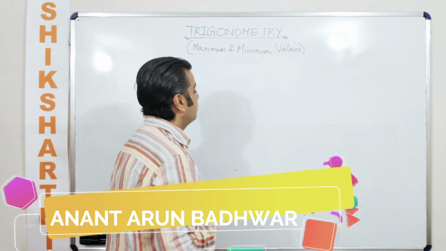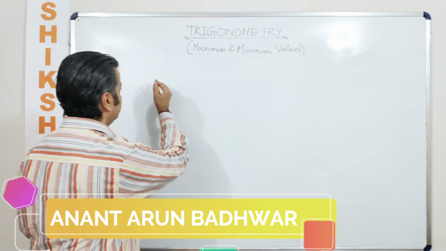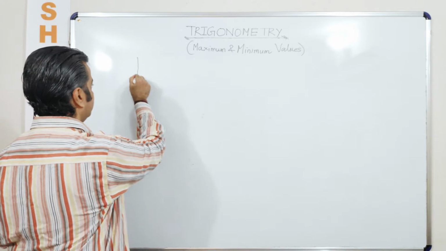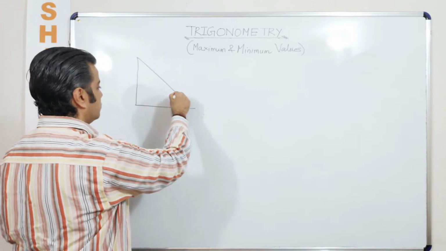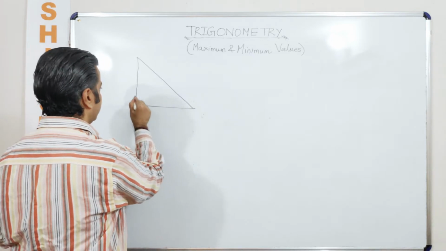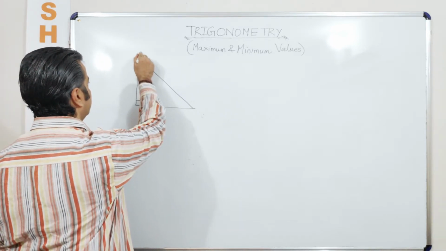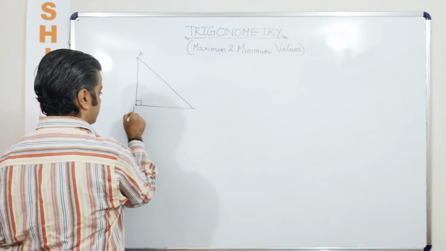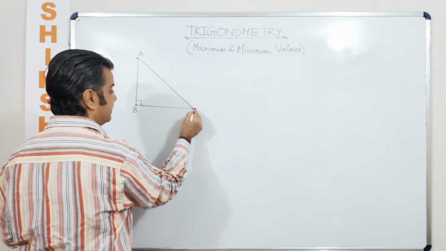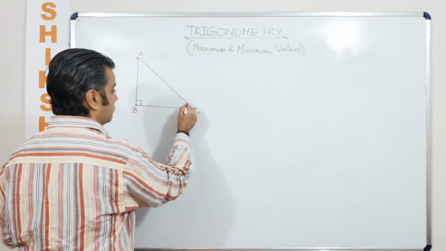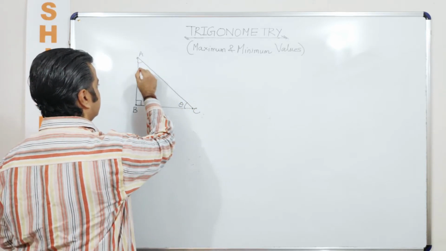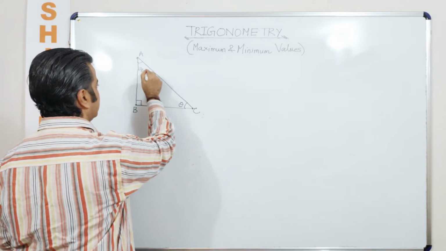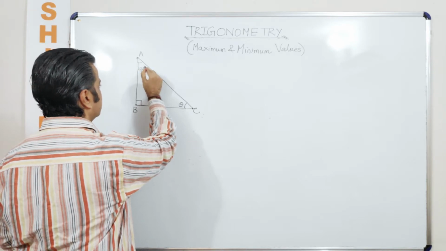Now we all are aware of sine theta. For example, let me take a triangle. This is the right angle triangle that I have taken, with the vertices as A, B and C. This is the angle that I am taking. Let's say this angle is theta. In that case, this angle A becomes 90 degrees minus theta.